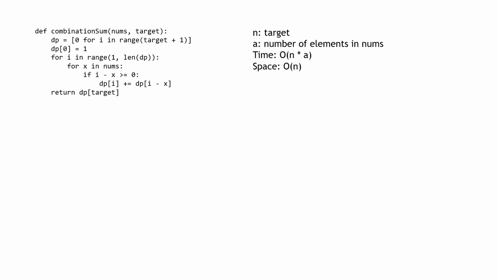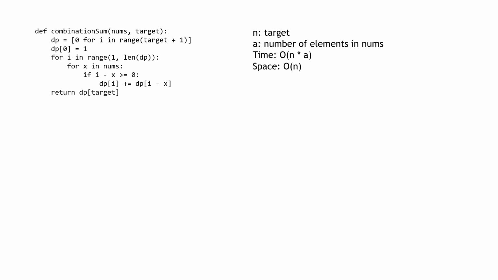So the time complexity for this algorithm is pretty straightforward. We run the outer for loop from 1 to the target, which is n times, and for each of those iterations, we have an inner for loop which runs the number of elements in the nums. This means the algorithm is O of n times a. For space, we have our dp table, which grows linearly with the target, and this is O of n.